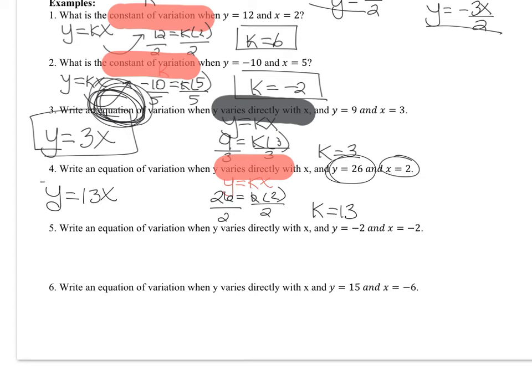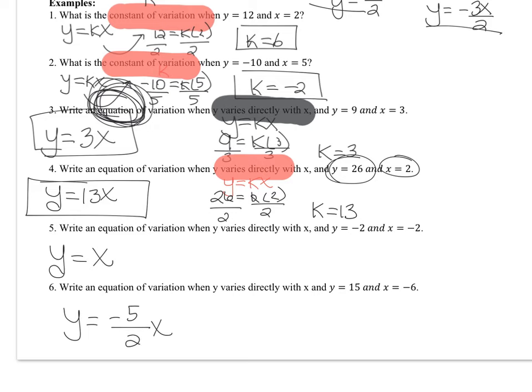So go ahead and pause this video, and I want you to try 5 and 6 on your own, and then unpause so you can see the answers. So here, y equals x, or 1x. And over here, y equals negative 5 over 2x. Okay?